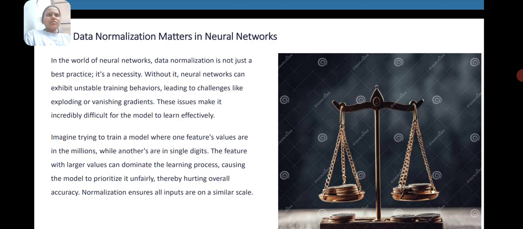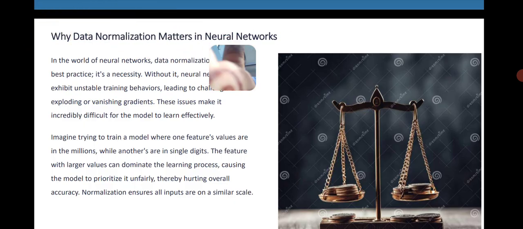Next, what is data normalization? Normalization transforms data into a standard format or range. Commonly used techniques are min-max scaling, Z-score normalization, and robust scaling.